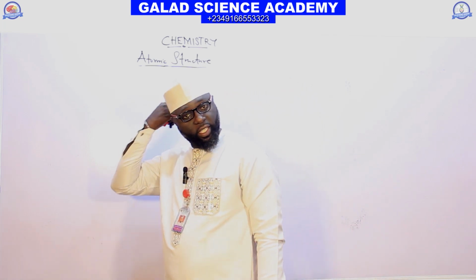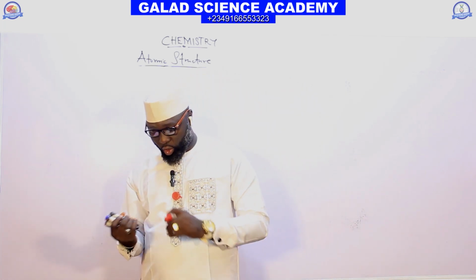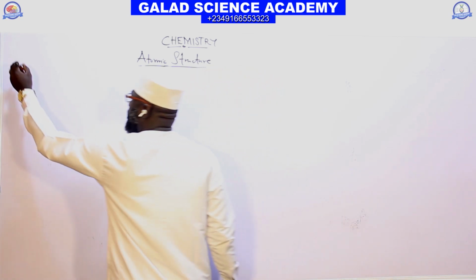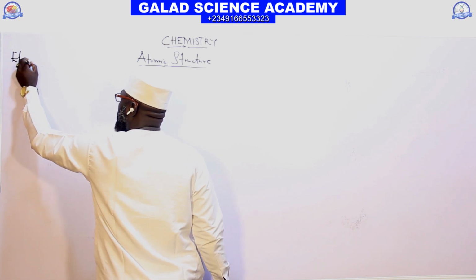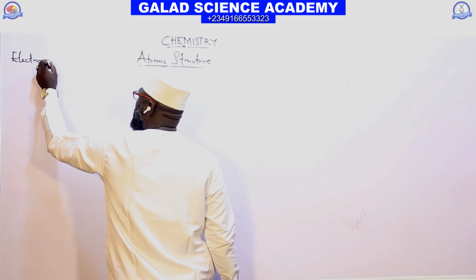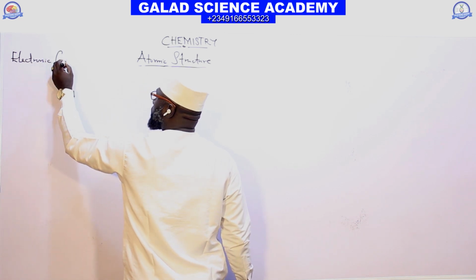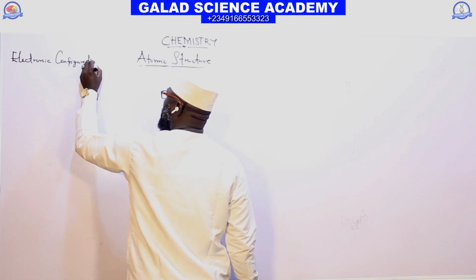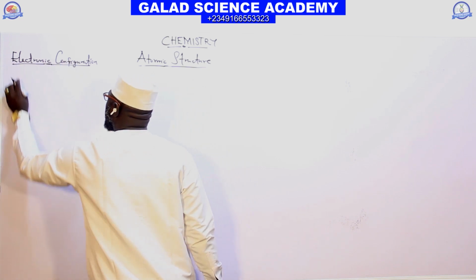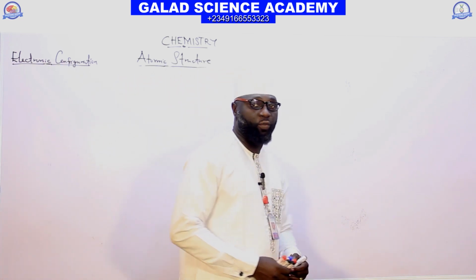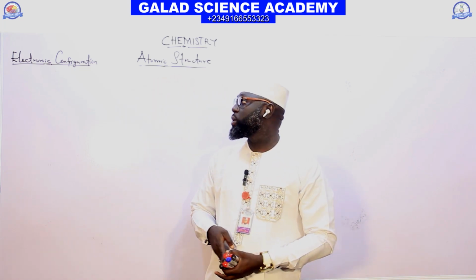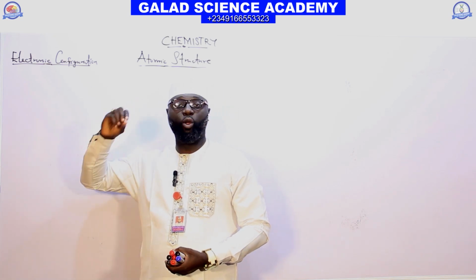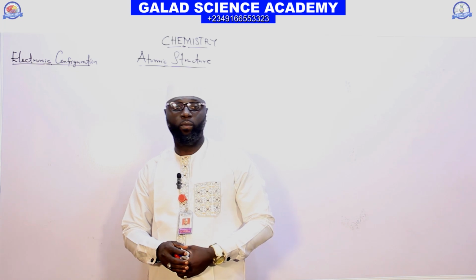So the last aspect of atomic structure I'm going to treat now is electronic configuration. So what is electronic configuration? This is the arrangement of an electron into the atomic orbitals of an element.